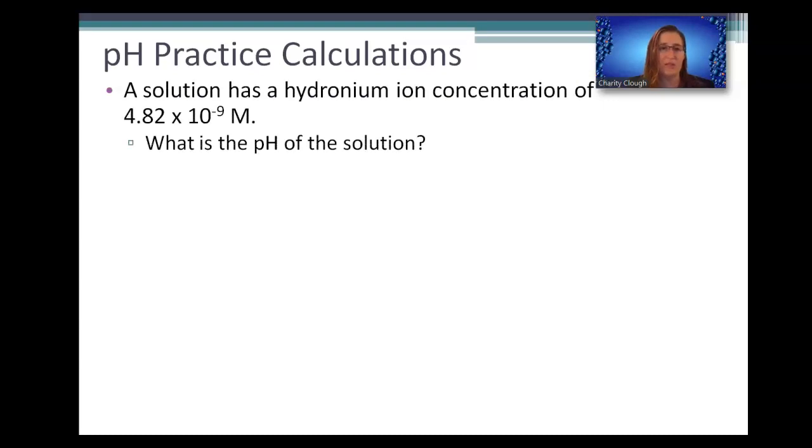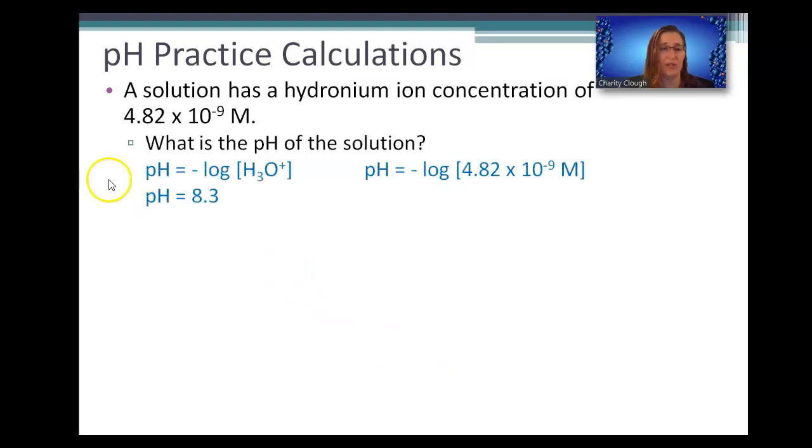So I have a couple example problems for you, and that's all we're going to do in this one. So a solution has a hydronium ion concentration of that. What is the pH of the solution? If you know the right equation, a lot of these things are just plug and chug. So I'm going to use the pH equation here, and I'm just going to put this concentration in for the hydronium ion. I plug that in my calculator, I get 8.3, okay?